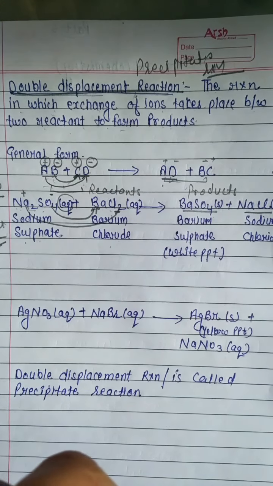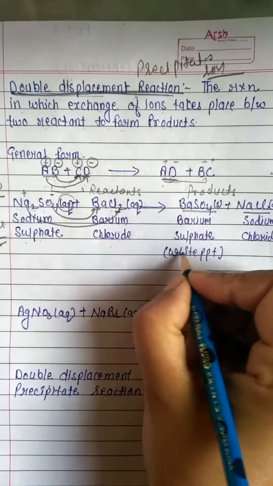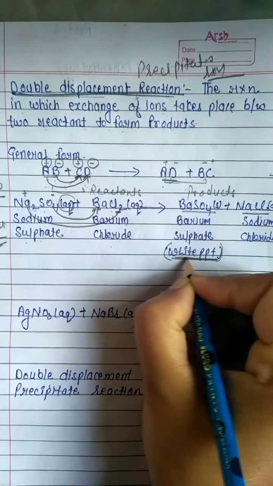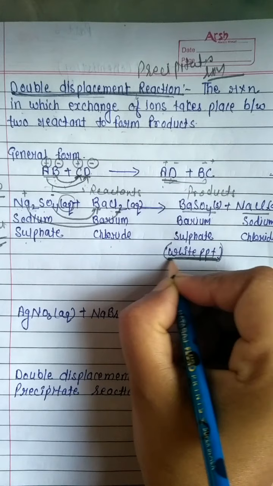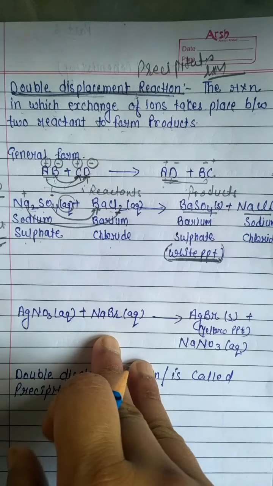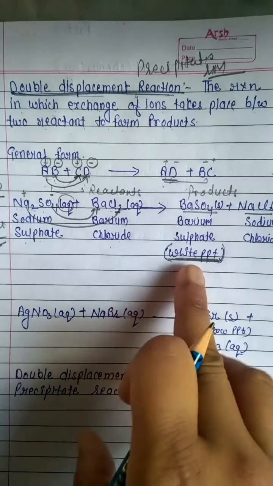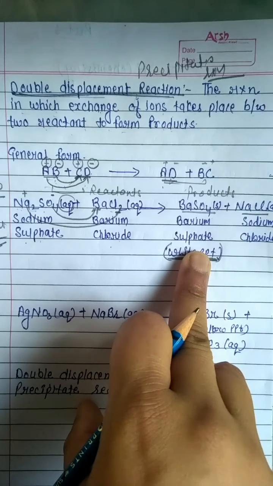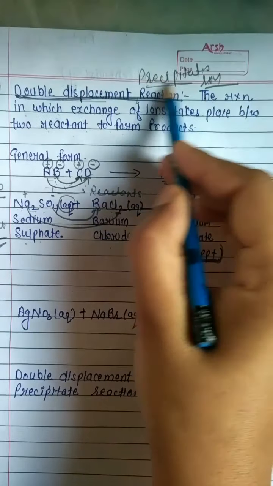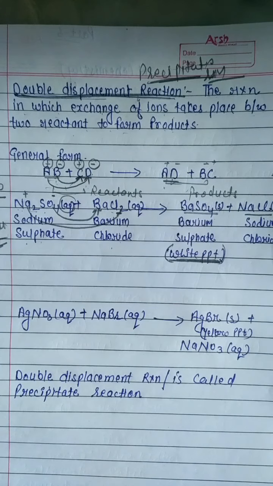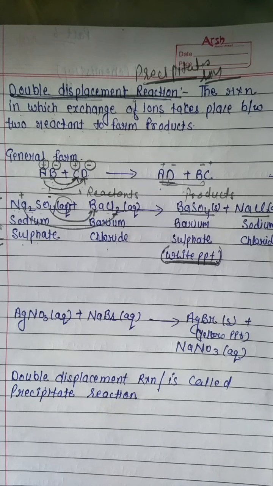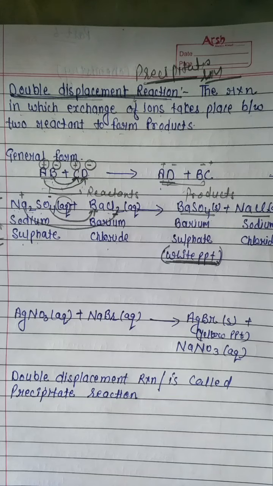Exchange of ions takes place. Then in this we get a white precipitate. A solid substance is formed during this reaction, and in this, a white precipitate of barium sulfate is formed. So that's why it is called a precipitation reaction. During this reaction, a precipitate is formed. This is an example of a double displacement reaction.